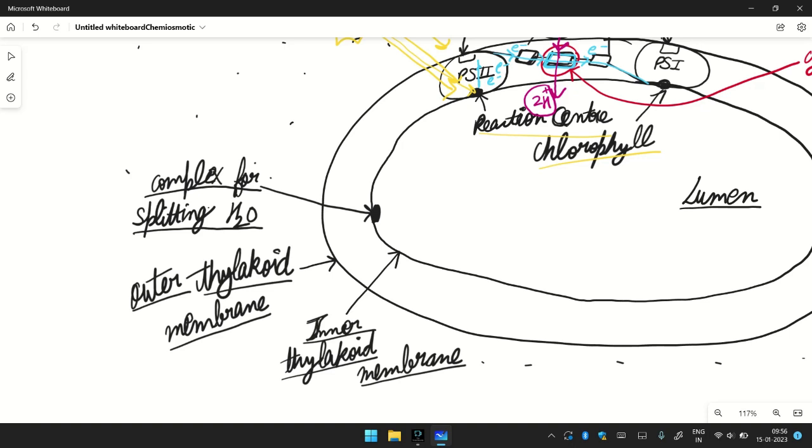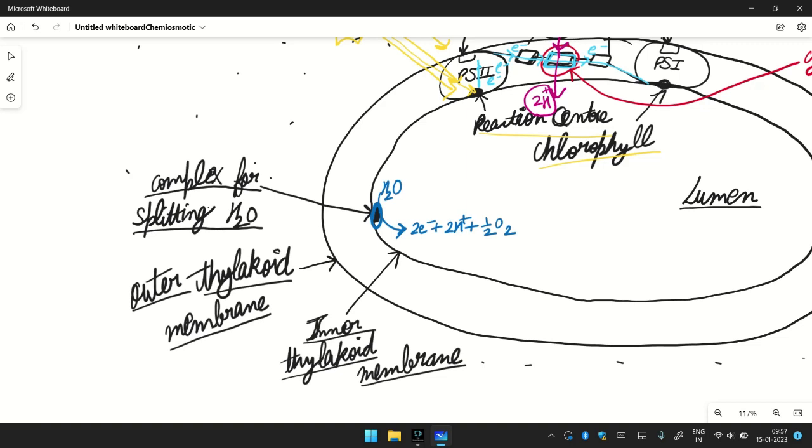Here we have our water splitting complex. H2O, this means our water splits here. So what happens: it splits the water into a pair of electrons, a pair of protons, and it also releases oxygen.